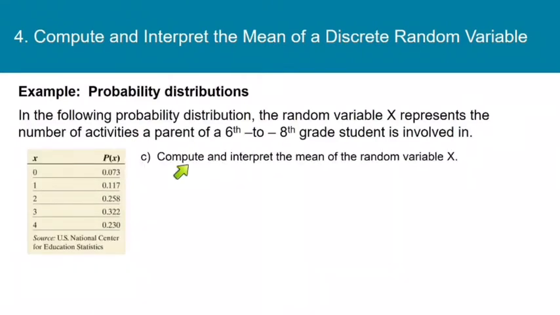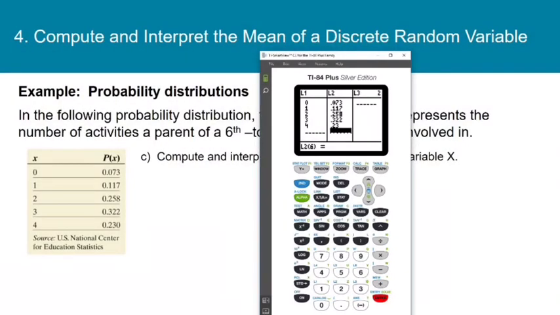Now for part C, it says compute and interpret the mean of the random variable x. So to find the mean of this probability distribution, I've pulled up my calculator and I've already entered the x values in list 1 and I've entered the probabilities in list 2. And so now I'm going to say stat, calc, one variable stats, and it already has list 1 and list 2. Remember, if you're on the old operating system, you need to tell it list 1, comma, list 2. So now I'll have it calculate. And the mean of this probability distribution is 2.519.